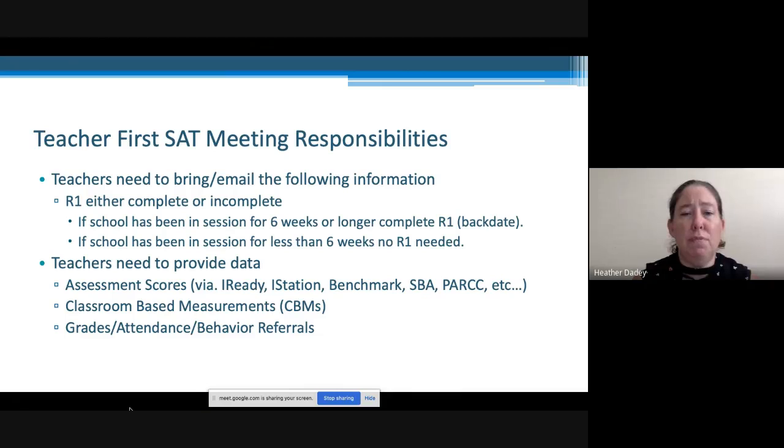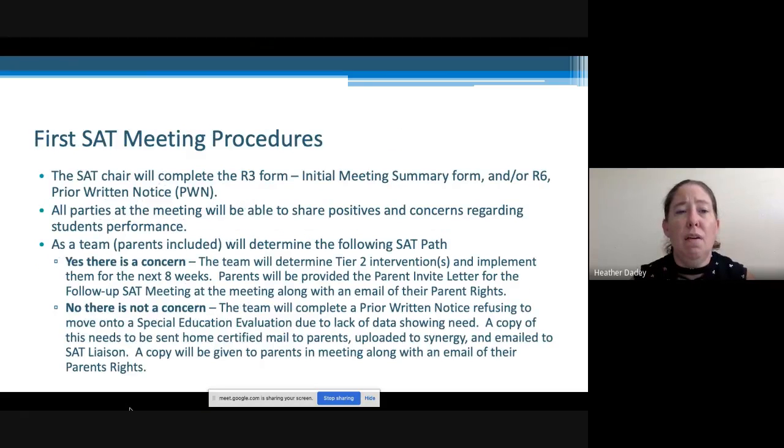All this needs to be brought to the first SAT meeting so we can discuss if there is a need to move on for special education evaluation process. First SAT meeting procedures: the SAT chair will complete the R3 initial meeting summary form and the R6. And if the PWN, which is the prior written notice, is needed, that will be filled out as well.